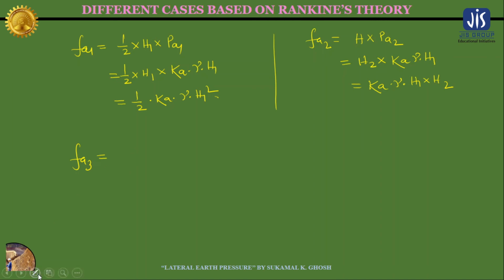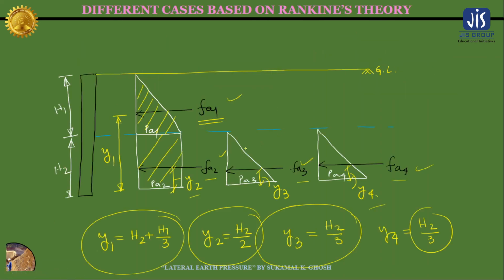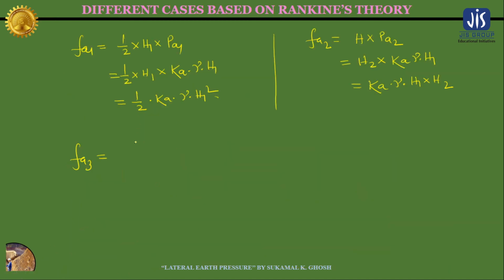FA3 will be the area of this particular pressure distribution diagram, which will be equal to half into height, that is H2, into the base width, that is PA3. So half into H2 into, what is the value of this PA3? The value of PA3 was Ka into gamma submerged into H2. So it will be equal to half into Ka into gamma submerged into H2 square.